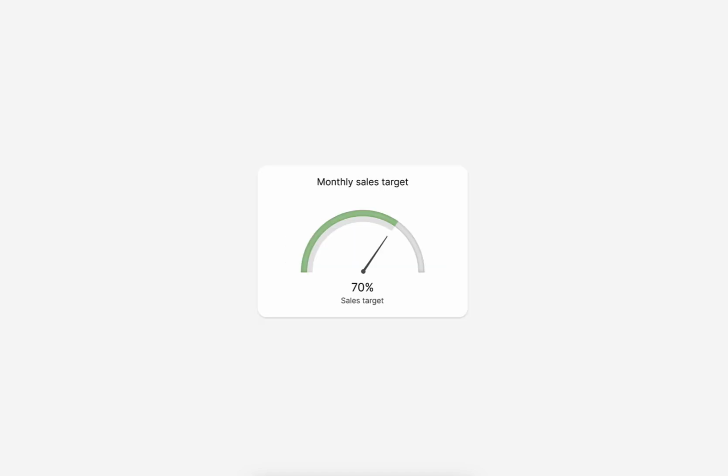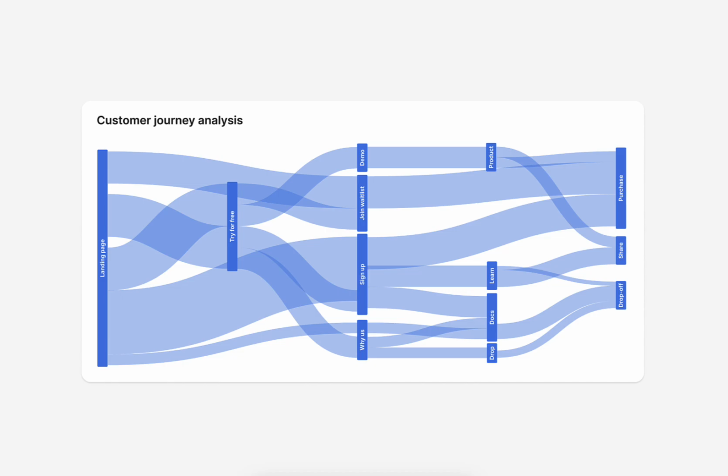A gauge chart is a circular dial-like visualization used to represent a single data value relative to a fixed range or goal. It often resembles a speedometer with a needle indicating the current value. A Sankey diagram represents flows and proportions between categories. It's used to visualize resource distribution, such as workflow efficiency or user journeys.